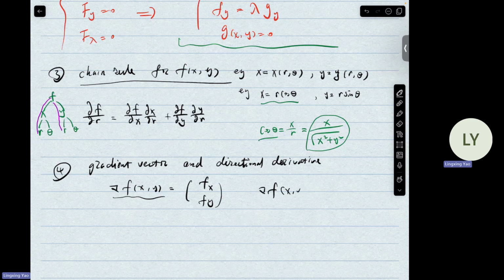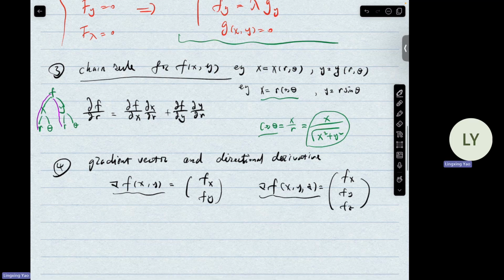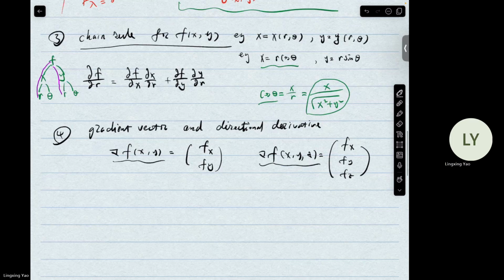Okay, so if we have function f depending on three variables x, y, z, the gradient of the scalar function little f will be having three components. All right, so that's a three-dimensional vector. Okay, and also we got to remember the special property of the gradient vector.